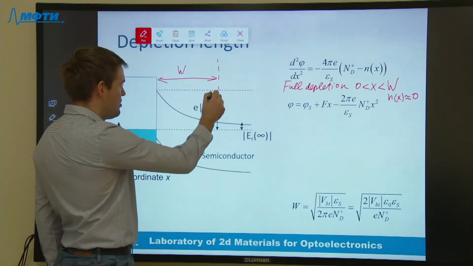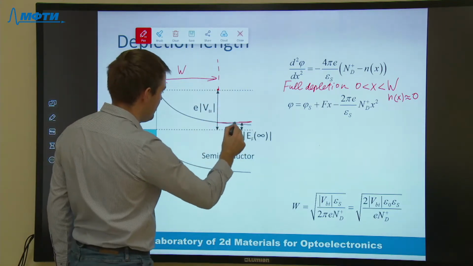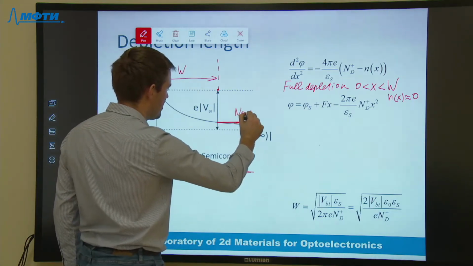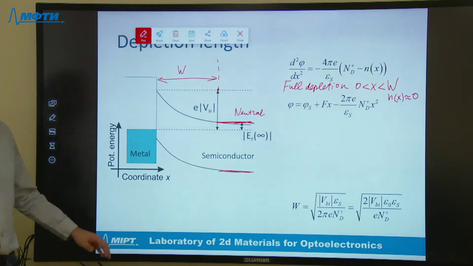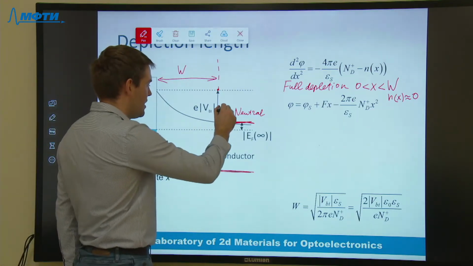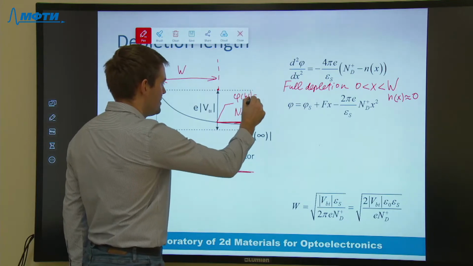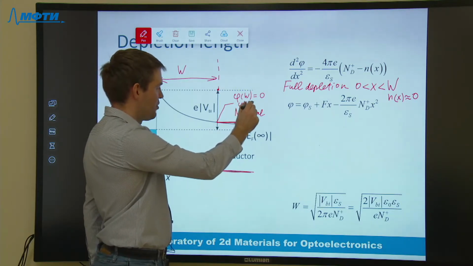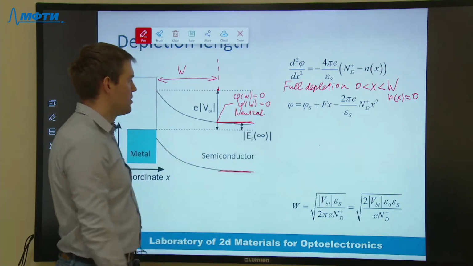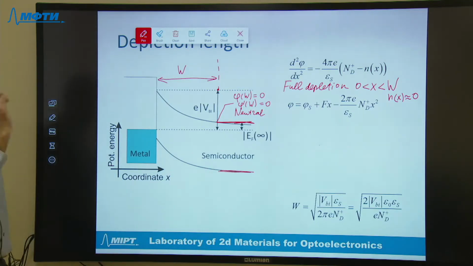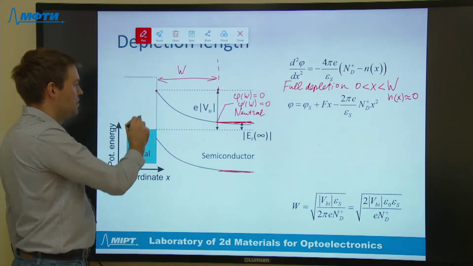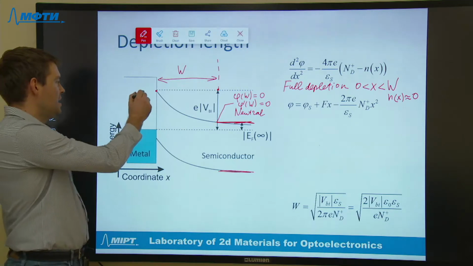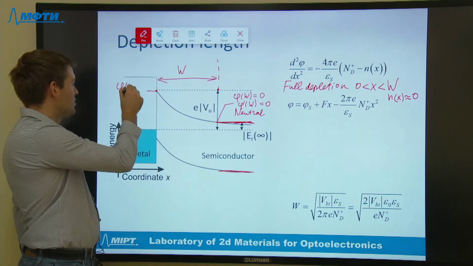We can just arbitrarily set the potential here to be fully flattened out. This region is roughly neutral outside of the depletion region, so we can assume that the potential here is 0. The potential here is also smooth, which means phi prime at W is also equal to 0, and we also know that at the origin of the junction, the height of electric potential is equal to the built-in voltage.